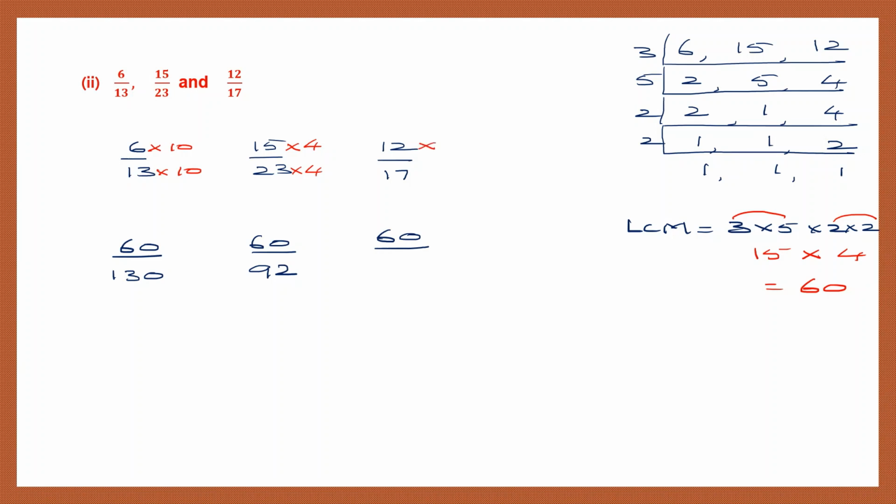12 into what is 60? 12 into 5 is 60. So let's multiply 17 also by 5. 17 into 5: 5 sevens are 35, carry 3. 5 ones are 5, 6, 7, 8. So what have we got here? 85, which is the third denominator. The fractions are 15 by 19, 25 by 28, 9 by 11 and 45 by 47.